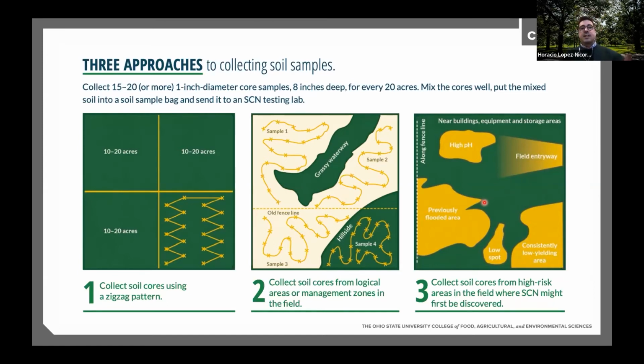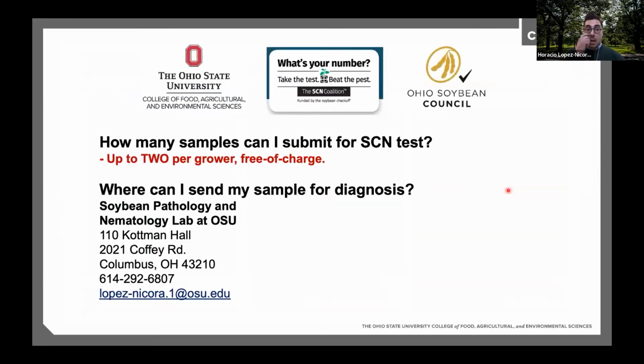Where does soybean cyst nematode increase more in number? In areas where we have high pH, nematodes will reproduce more. So maybe target those areas for a soil sample. We know that the only way that nematode will get into your field is by us introducing it through maybe contaminated, infested equipment. So maybe those field entryways will be a place to sample. We are receiving up to 2 samples per grower, and we're processing these free of charge.